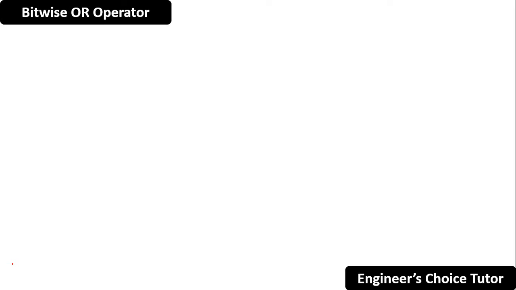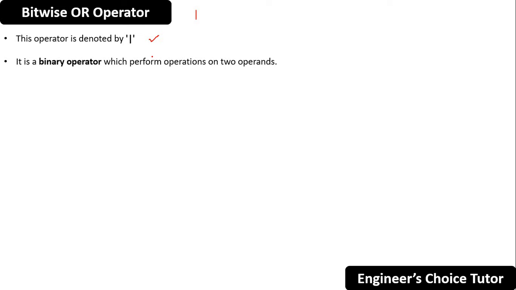Hi everyone. In today's lecture, we will discuss the bitwise OR operator. The symbol of this bitwise OR operator is this pipe symbol. This pipe symbol, right? So this is the symbol of the bitwise OR operator. It is a binary operator which performs operations on two operands. The bitwise OR operator performs the OR operation bit by bit.